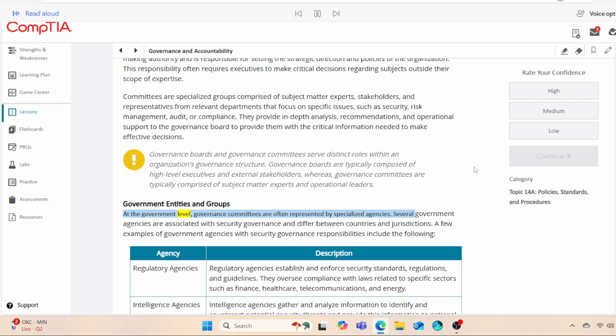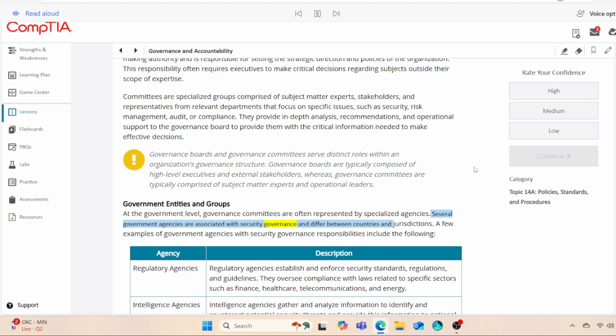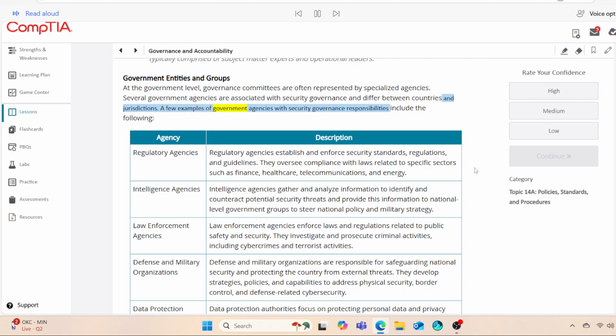Government entities and groups. At the government level, governance committees are often represented by specialized agencies. Several government agencies are associated with security governance and differ between countries and jurisdictions. A few examples of government agencies with security governance responsibilities include the following. Agency. Description. Regulatory agencies. Regulatory agencies establish and enforce security standards, regulations, and guidelines.